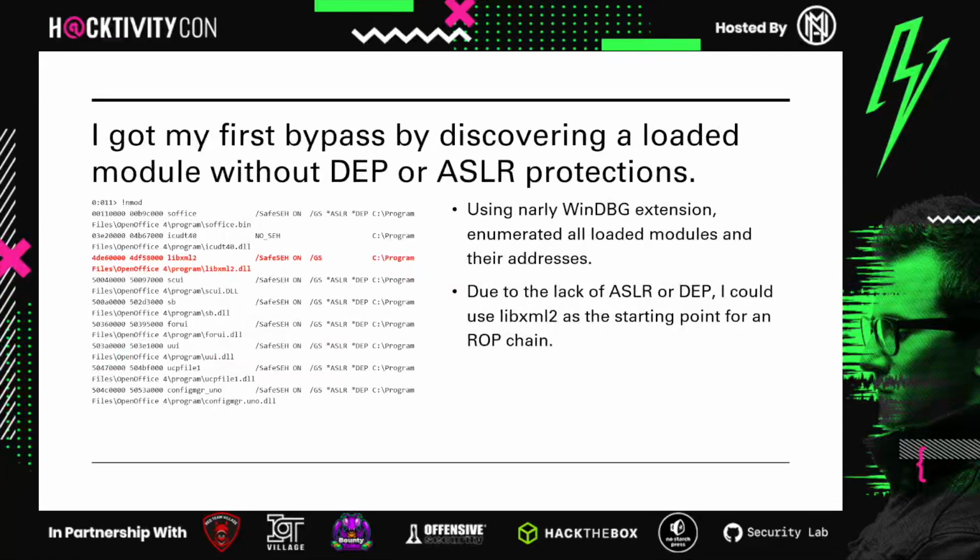After passing the inline check, it was time to try to bypass the DEP and ASLR memory protections. One of the easiest ways to do this is to latch on to any of the imported modules by the binary and use one of them that is not compiled with any of these protections. In this case, I enumerated all of them using the gnarly WinDbg extension, and this pointed me to libxml2, which was indeed not compiled with ASLR or DEP protections. So I could use this library as the starting point for a return-oriented programming chain, or ROP chain, in order to eventually bypass DEP.